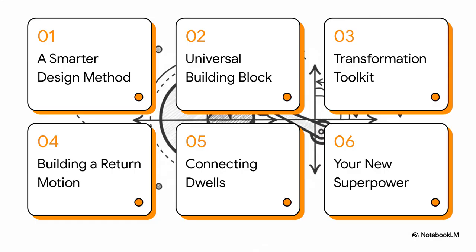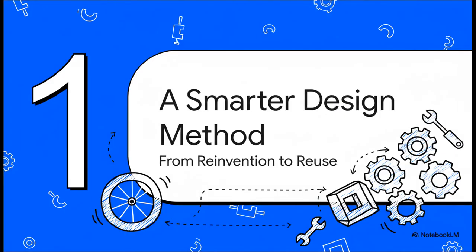Okay, so here's the plan. First, we'll talk about why this is such a smarter way to design. Then, we'll introduce this idea of a universal building block, one function to rule them all. After that, we'll build our transformation toolkit. We'll see how to build a return motion, how to connect different dwells, and then we'll wrap it all up by talking about your new design superpower. So let's jump right in.